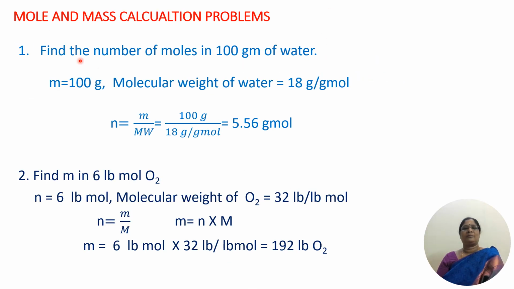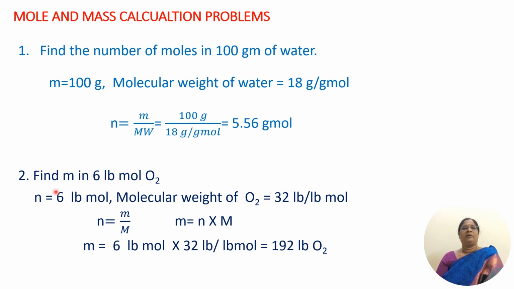Now, let us do some simple problems in mole and mass calculation. So, first problem, find the number of moles in 100 gram of water. So, the given data is mass is 100 gram. And we know that the molecular weight of water is 18 gram per gram mole. And also we know the formula, number of moles is equal to mass by molecular weight. Mass is 100 gram divided by molecular weight is 18 gram per gram mole. So gram gets cancelled and 100 by 18 will give you 5.56 gram mole. So using the formula n is equal to mass by molecular weight, we can determine the number of moles.